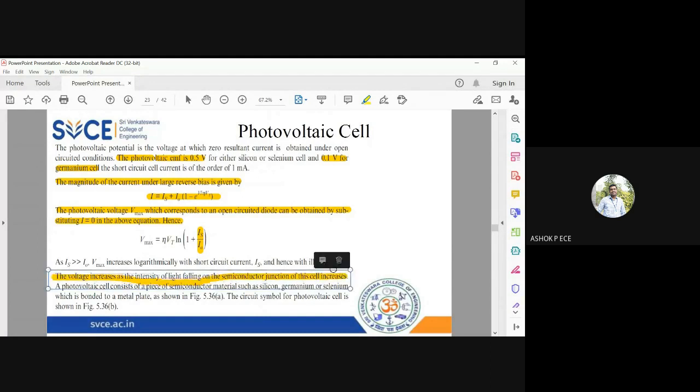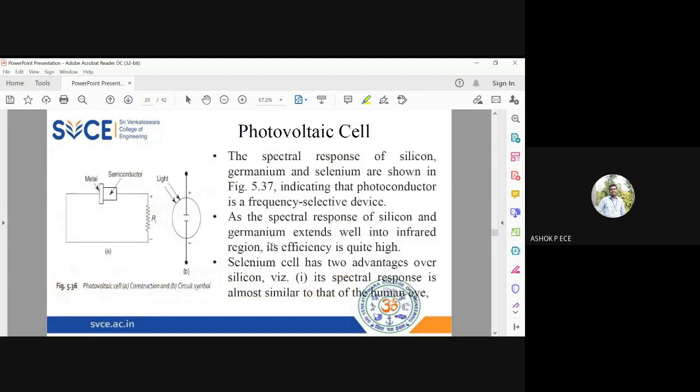So you can say that the more light you focus, the more voltage is produced across the semiconductor junction. The photovoltaic cell is generally made up of silicon, germanium, or selenium, which is bonded to a metal plate. And we can see the symbol of the photovoltaic cell. It is generating a constant DC, right? So you will draw a battery symbol with light falling on it. This is the symbol of the photovoltaic cell, and you will not use the semiconductor as it is; you will bond the semiconductor material to the metallic surface.